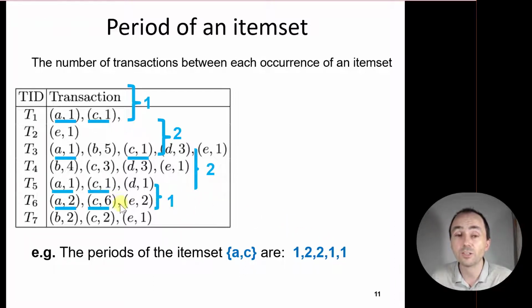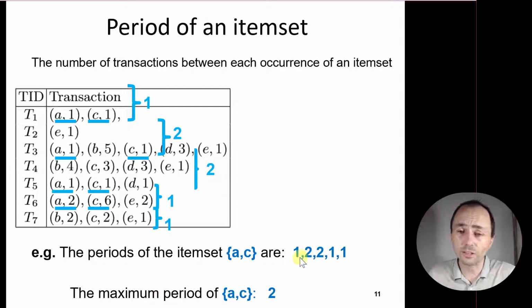Finally, this is a special case. We take the last transaction, T7, and subtract the last transaction that has AC. So T7 minus T6: from AC to the last transaction, there is 1 transaction, so we put a 1 here. The first and the last period are special cases. So this is how we calculate the periods of an item set according to the traditional definition.